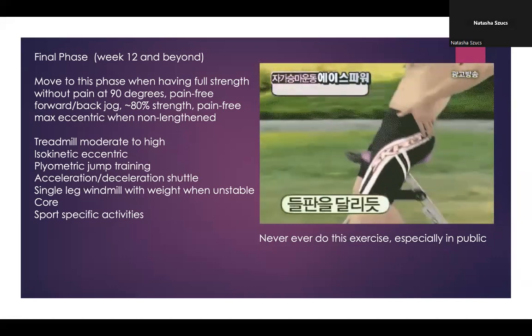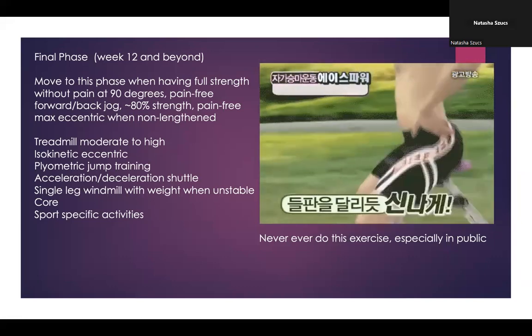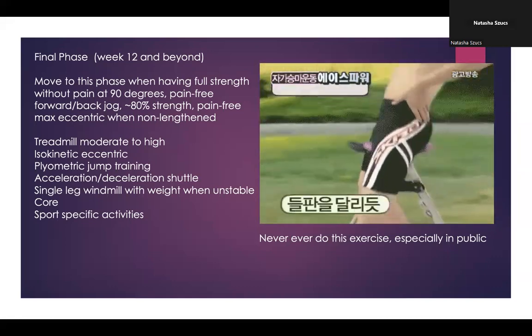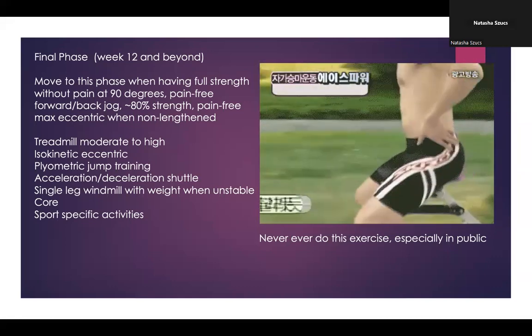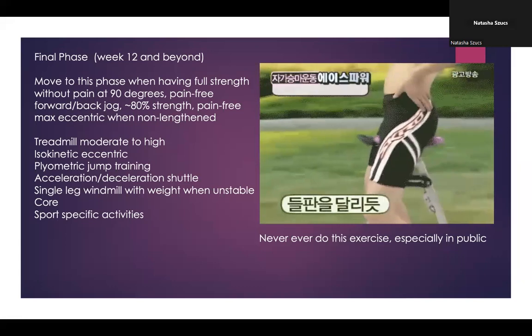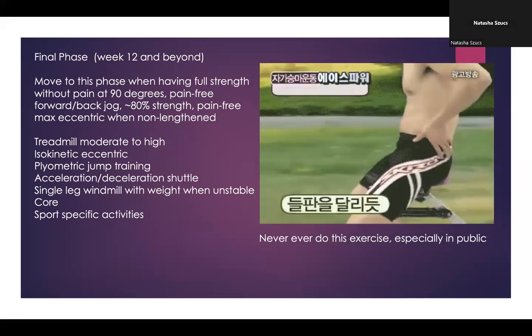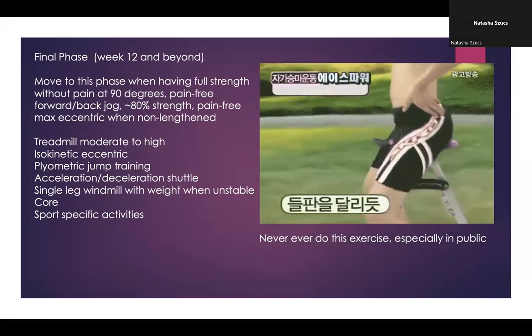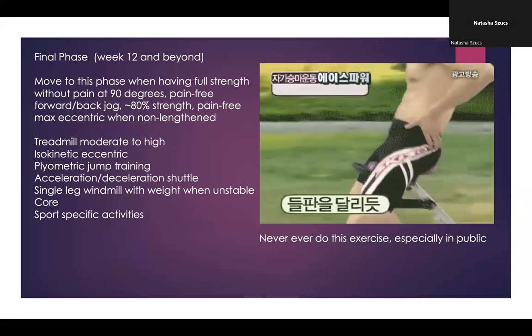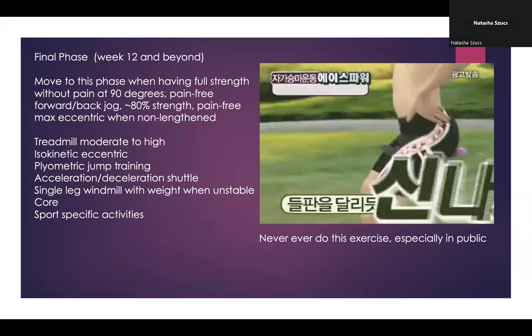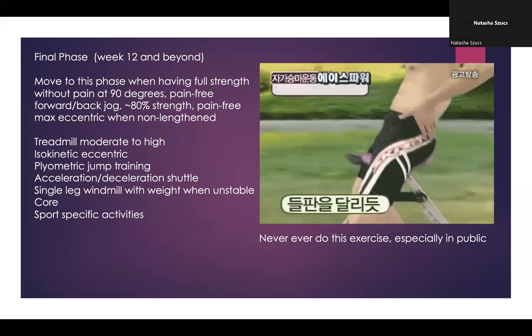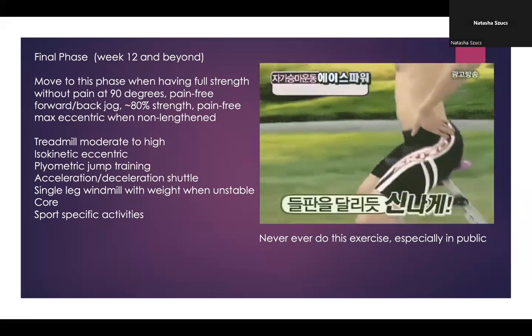So you want to move into this phase when you're having full strength at 90 degrees without any pain. So you want to be able to have no pain with forward, backward jogging, 80% strength, pain-free, max eccentric when in a shortened position. So treadmill, you can go harder.